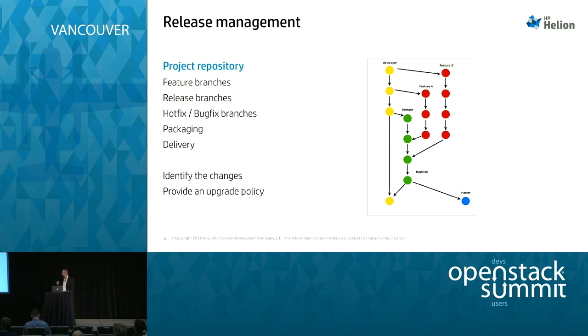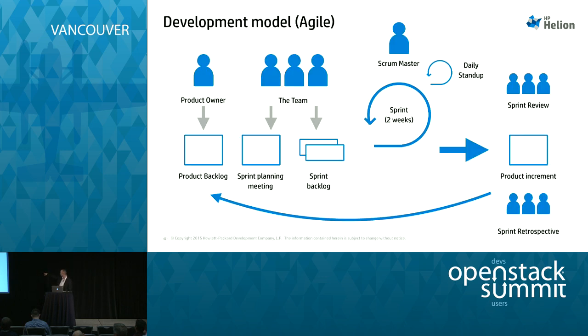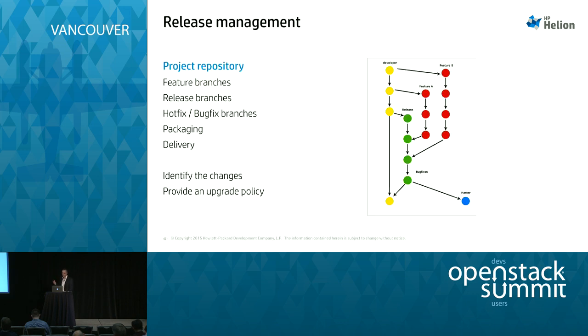Basically, a very important part of this model is the last step, when we get a product increment and we need to release it somehow. We are holding a project repository. Maybe you heard about this Git thing, where we can hold the versions of the software. We can hold the feature branches and the so-called release branches that we will release for the customers.